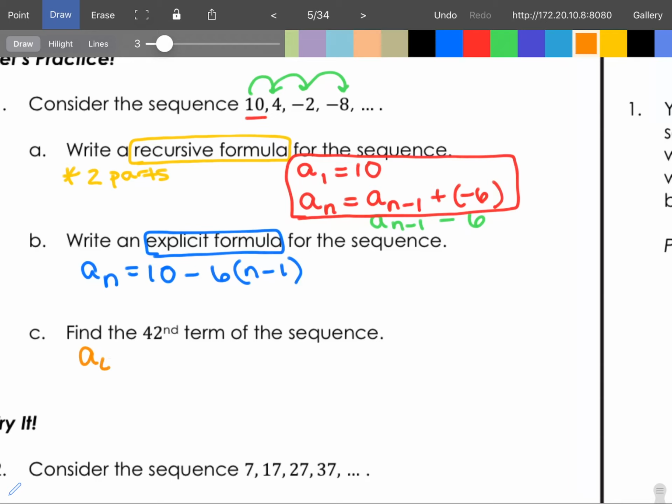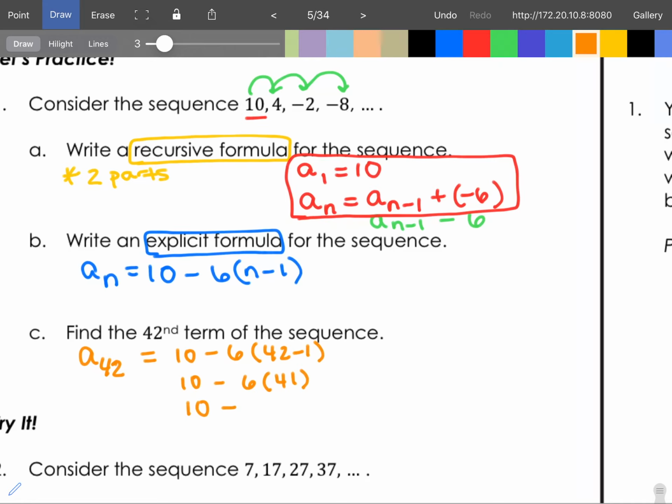So we're going to write a sub 42. Now there's nothing to actually do there. That just says I'm going to evaluate this formula when n is 42. That's all it means. So then I have 10 minus 6 times, oh, there's my n. I'm going to put in 42 minus 1. So now I have 10 minus 6 times 41.